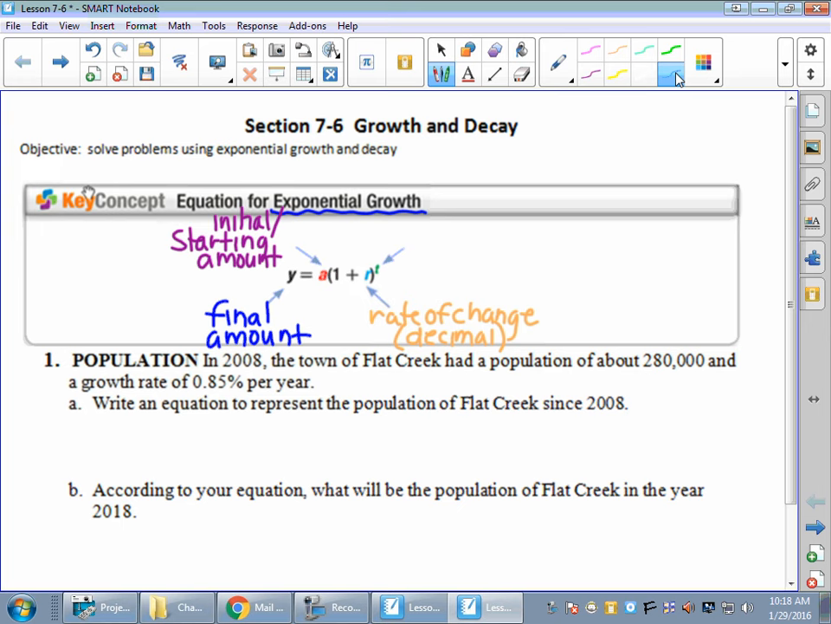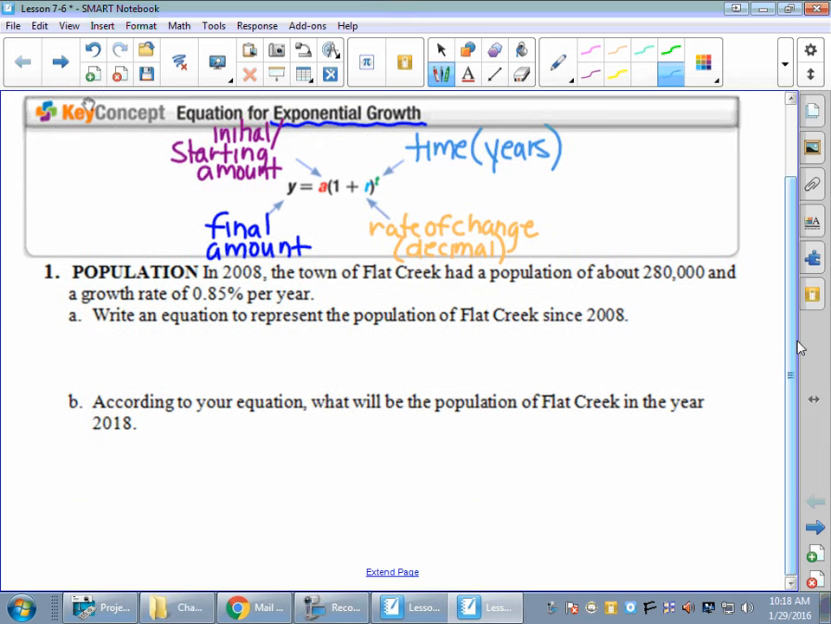And that little exponent t up there is time, and it has to be in years. So if they told you 6 months, you'd put a half of a year. So it has to be in years. So our first example is about population.